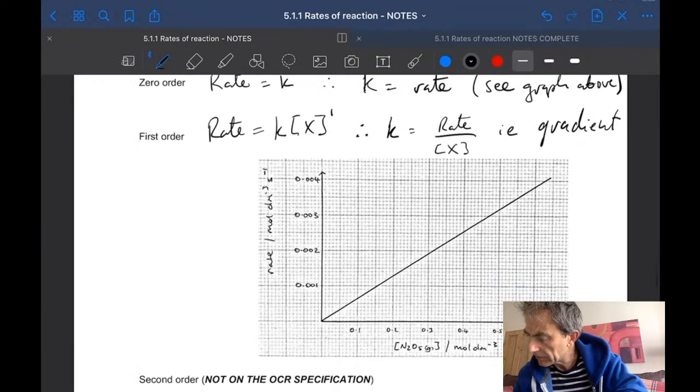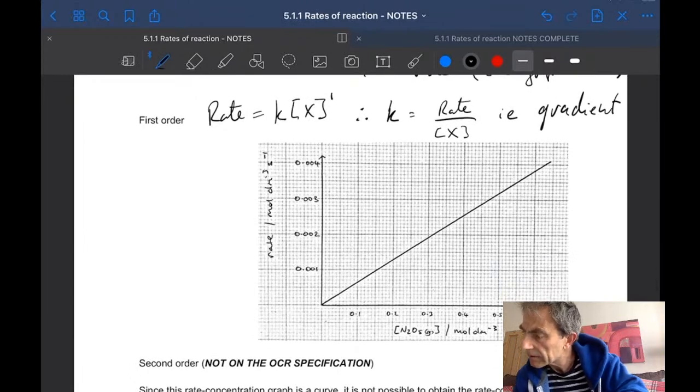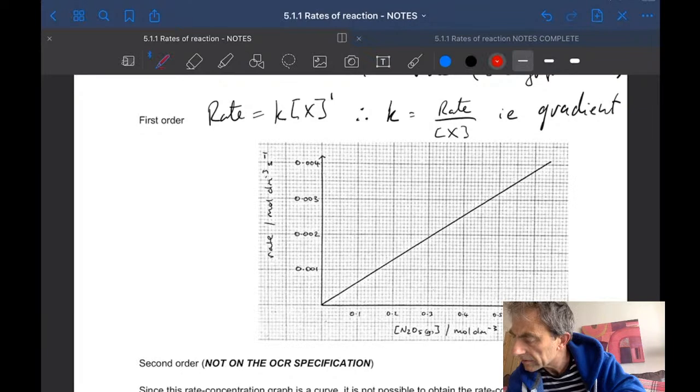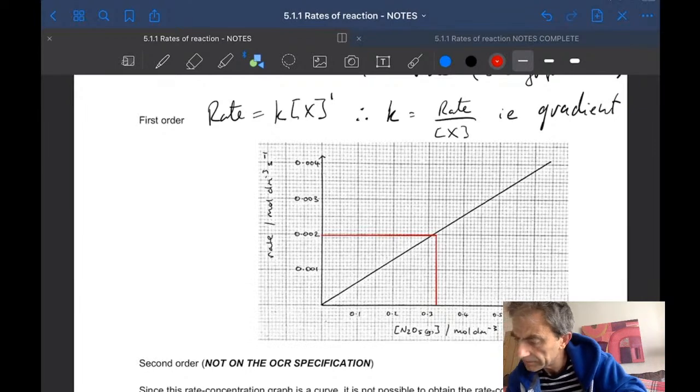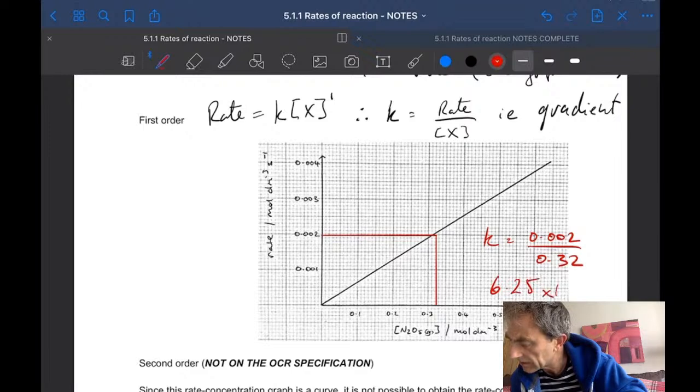So I think I've got on this one a value for K. I'll just show you how I got it. I'm just reading off my notes here. Yeah, 0.32, and I read along, that was it. Yes, that's not bad. So K equals 0.002 divided by 0.32, which is 6.25 times 10 to the minus 3 seconds to the minus 1.